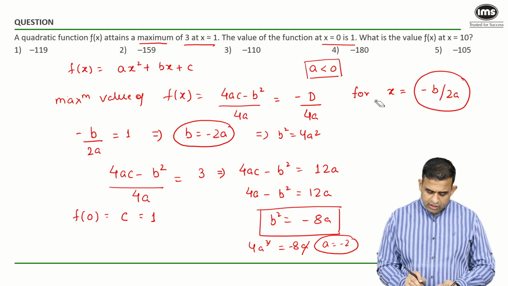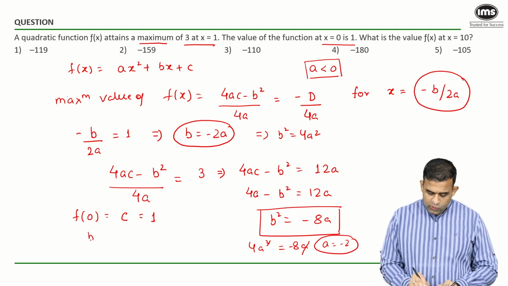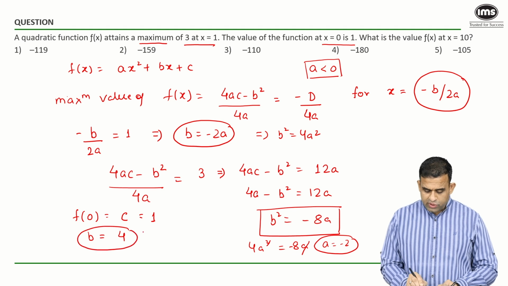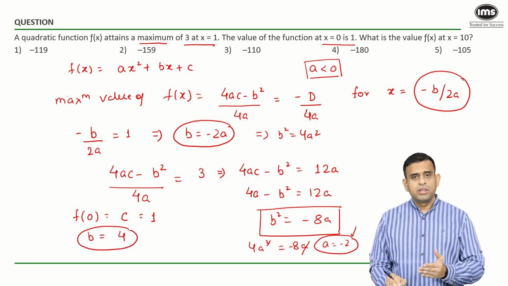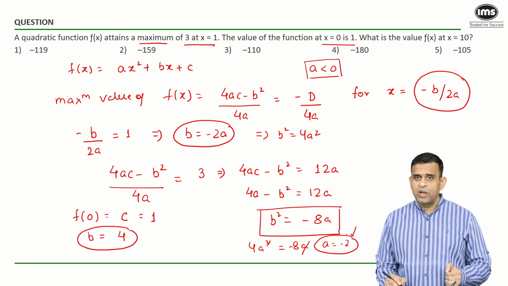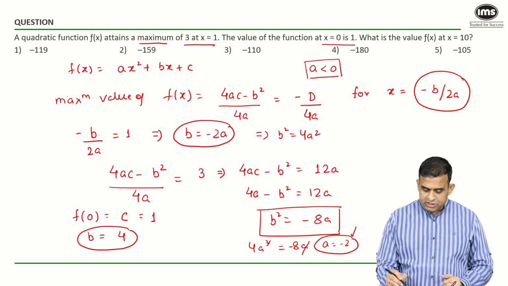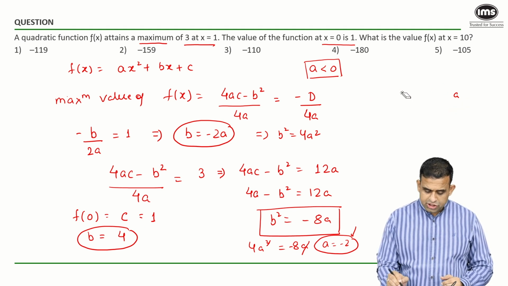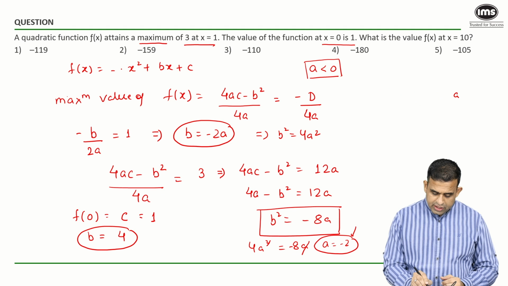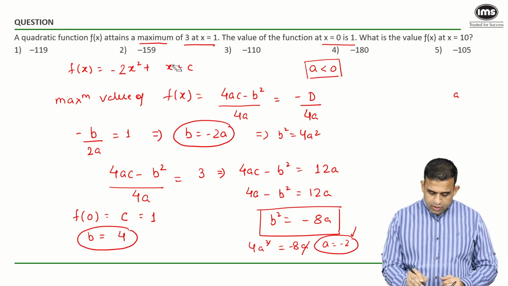So the term c is 1 and the value of b will be equal to minus 2a, giving you a 4. So we found out a as minus 2, the value of b as 4 and the value of c as 1. And once this is done, we can say my required function I can write as minus 2x square plus 4x plus 1.